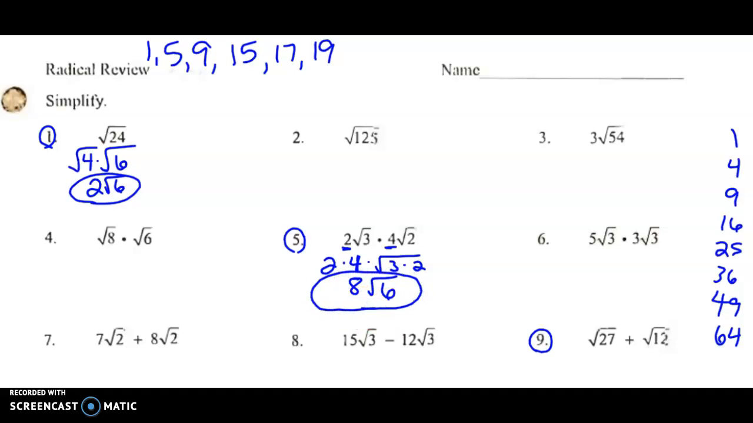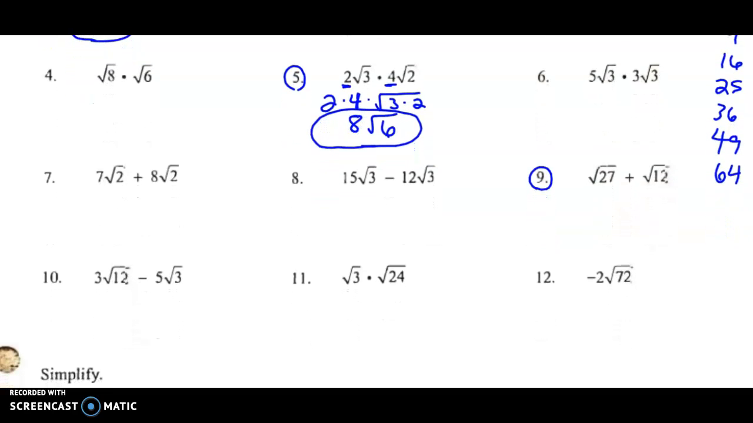Okay? All right, number 9. So when we add radicals, you want to separate them first. So square root of 27 we can break apart to be 9 and 3. Square root of 12 we can break apart to be 4 and 3. So square root of 9 is 3 times square root of 3. Square root of 4 is 2 times square root of 3.